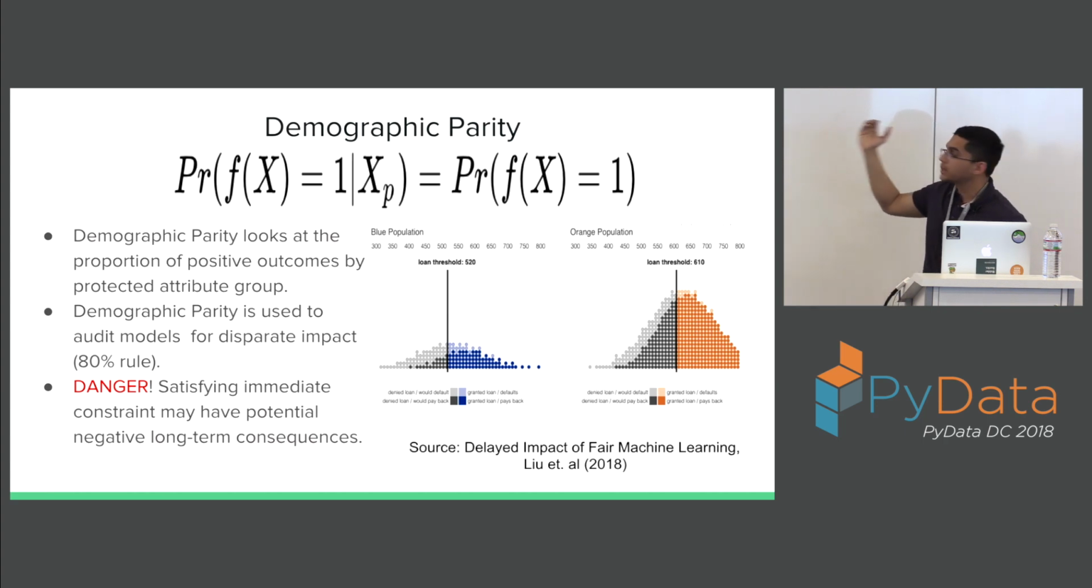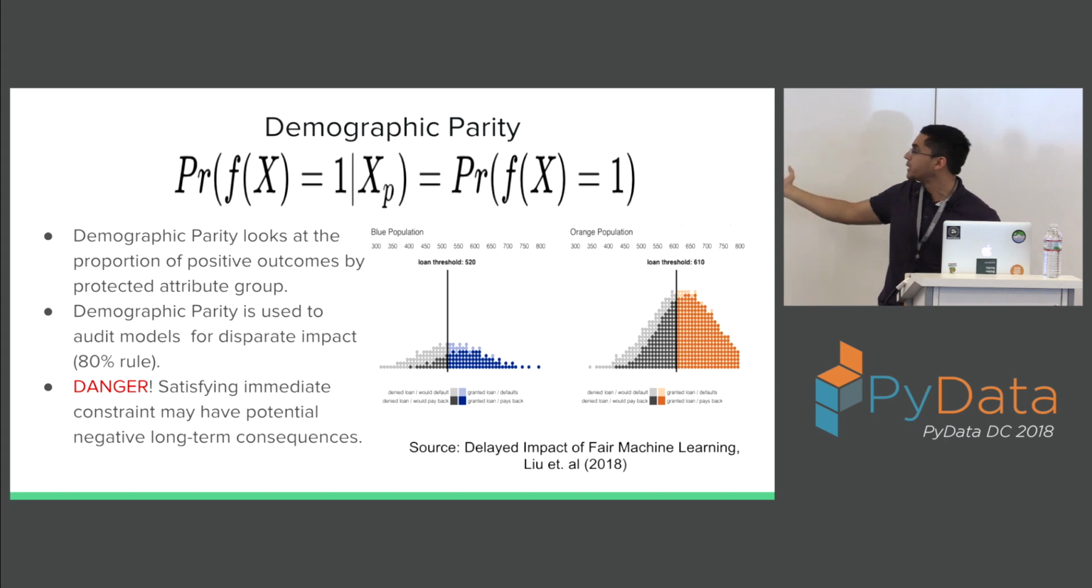And to show this, there is a group of researchers at UC Berkeley, and they have this paper called Delayed Impact of Fair Machine Learning. What they showed, for giving loans for example, is that you have the blue population, which is the minority population, and the orange, which is the majority population, and you want the percentage of loans given to both groups to be the same percentage. So like 60% of members of both groups get the loan.